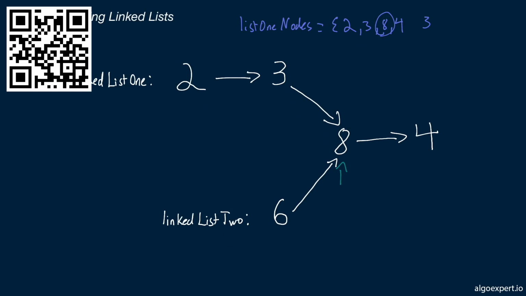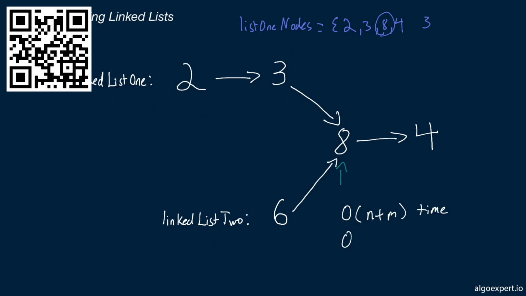So time complexity wise, this is going to run in big O of n plus m time, where n is going to be the length of list 1 and m will be the length of list 2. And the reason for this time complexity is simply because we have to iterate through both of the lists.